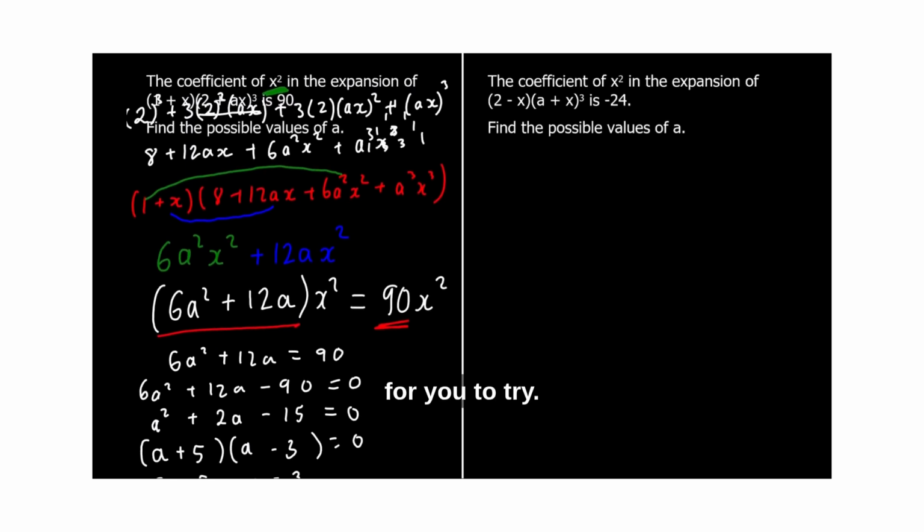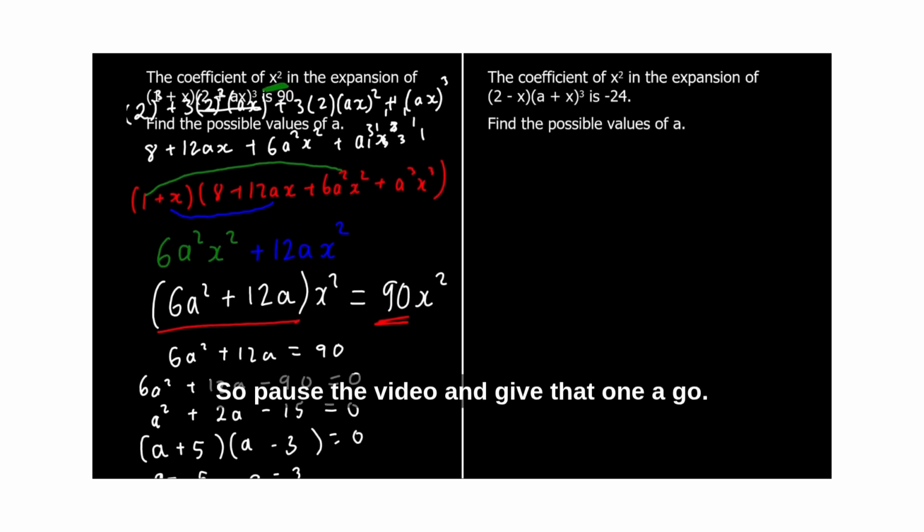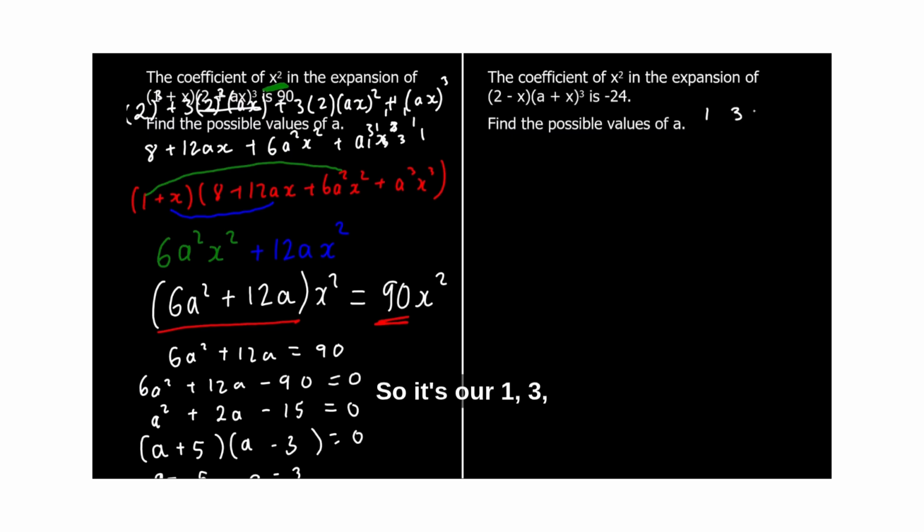One for you to try. So pause the video and give that one a go. So the coefficient of x squared of the expansion is negative 24. So let's do the expansion first. So it's our 1, 3, 3, 1 line we're after.